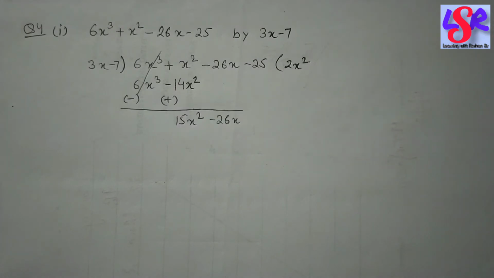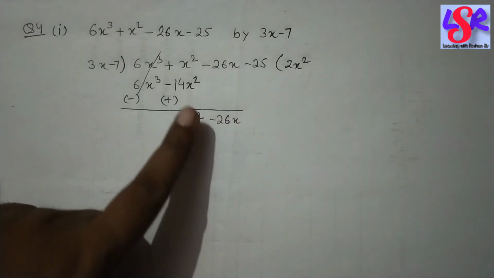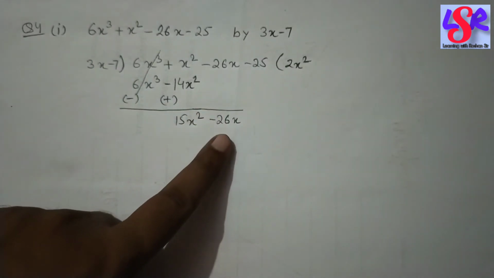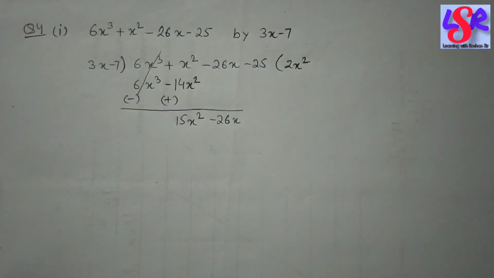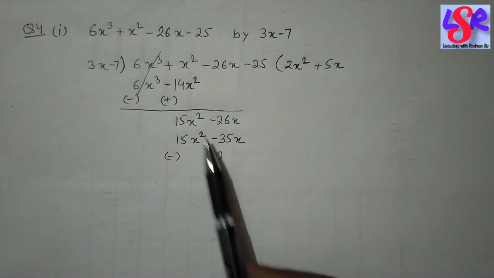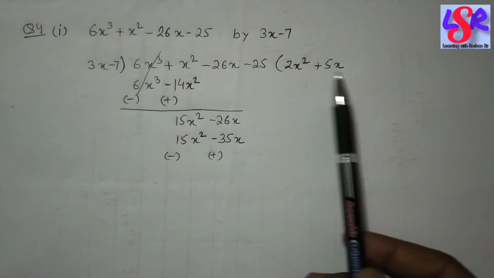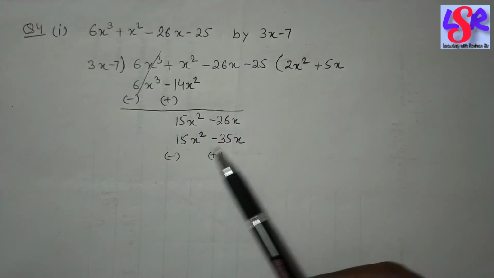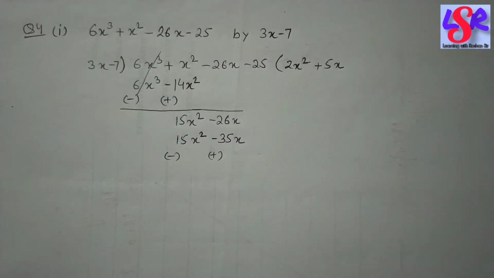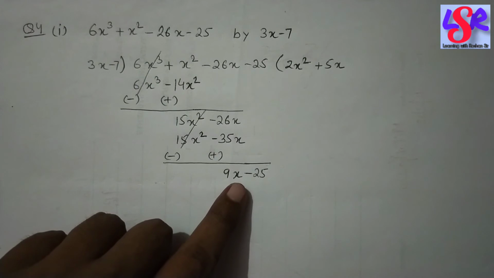On subtracting, we have got this, and now we'll just copy minus 26 over here. Then we'll see what we multiply in 3x to get 15x square, and we get 5x. Then on multiplying these two, 3x by 15 we have got this, and minus 7 into 5 we have got minus 35. Then we have changed the sign, and now we will subtract it.